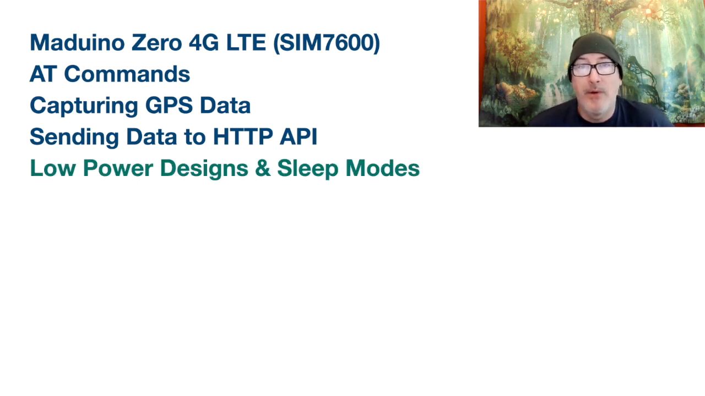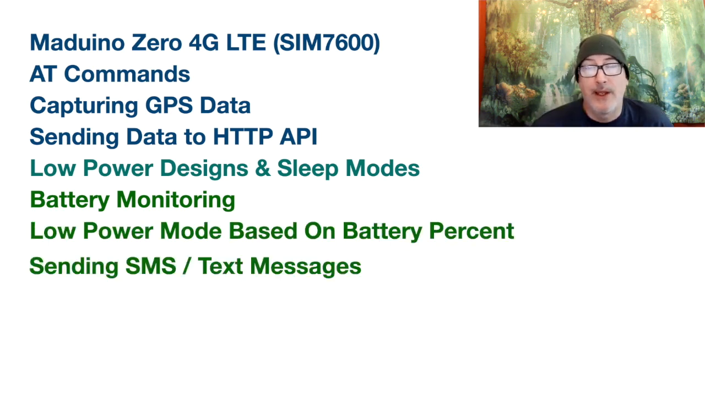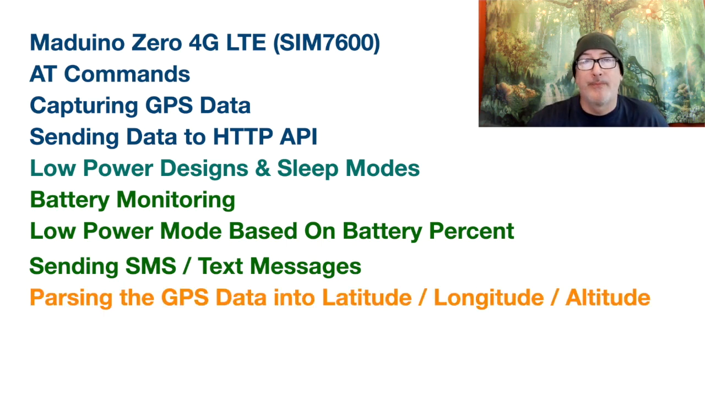And then in part 2, we did a deep dive into various sleep modes, and I collected a lot of data showing which sleep modes were better under certain circumstances. And in part 3 of the video, we introduced battery monitoring. We then used that battery monitoring feature to enable low power modes when that battery got below a certain percent. In addition, we added a feature to send SMS text messages. So, for example, if the battery got below, say, 10%, text my phone where you're currently located at so I can change your battery.